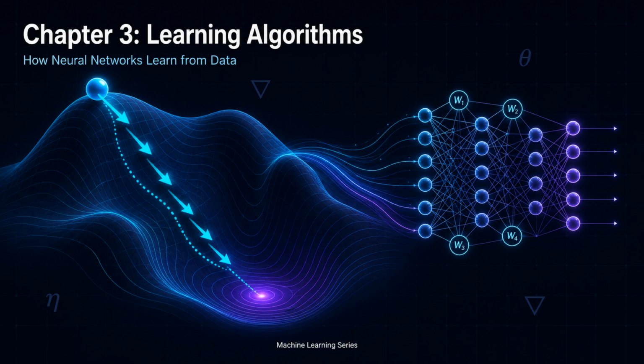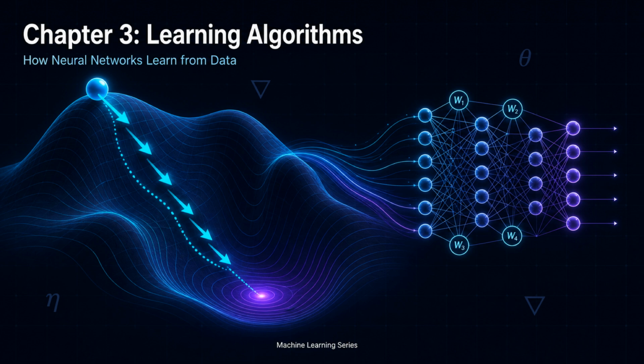Welcome to Chapter 3 of the Deep Learning Fundamentals series. In this chapter, we focus on how neural networks actually learn from data. You'll discover the optimization problem at the heart of training, how gradient descent iteratively updates parameters, and how backpropagation efficiently computes gradients using the chain rule.